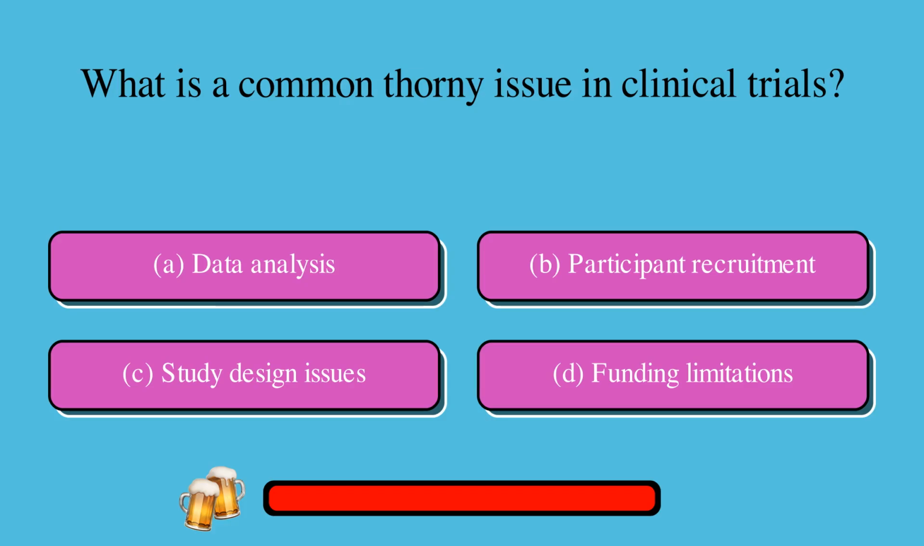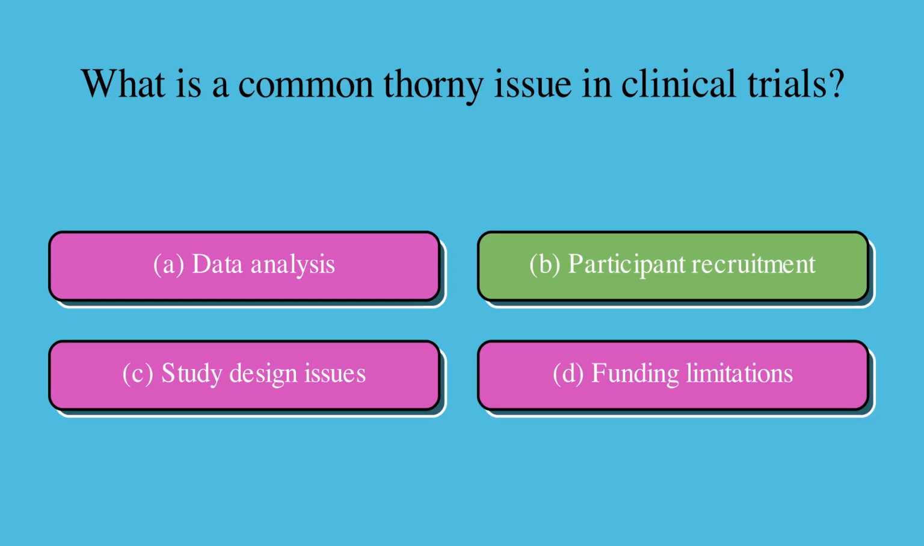What is a common thorny issue in clinical trials? A, data analysis, or B, participant recruitment, or C, study design issues, or D, funding limitations? The correct answer is B, participant recruitment.